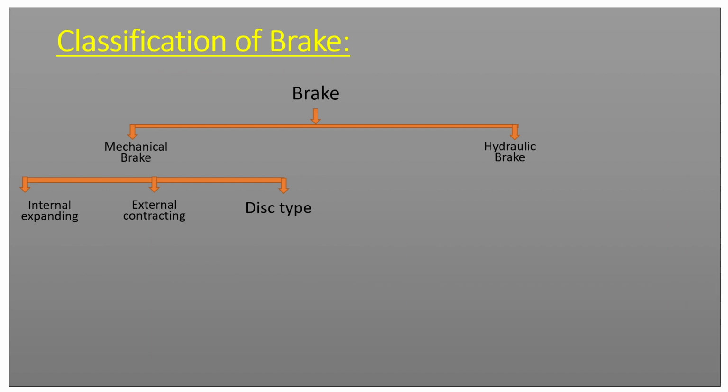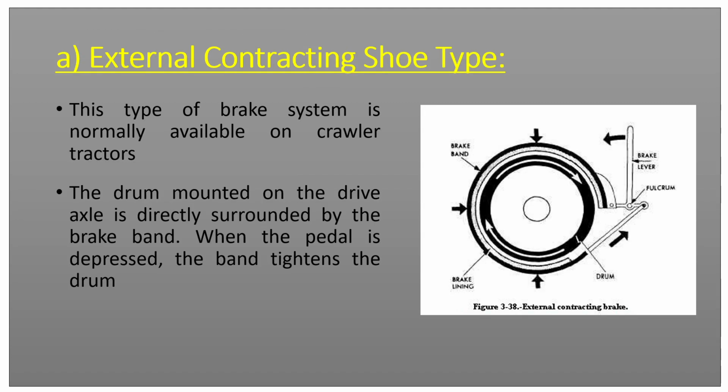Based on that, the brake can be classified into mechanical brake and hydraulic brake. And the mechanical brake in turn is classified into internal expanding, external contracting, and disc type. So we can see them one by one. First is the external contracting type shoe brake. It is nothing but the brake that you have seen in a normal cycle. We have a front brake and a back brake.